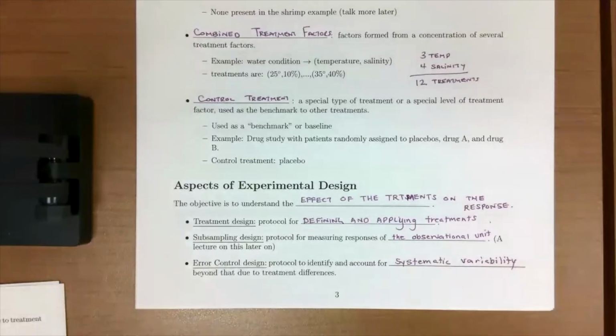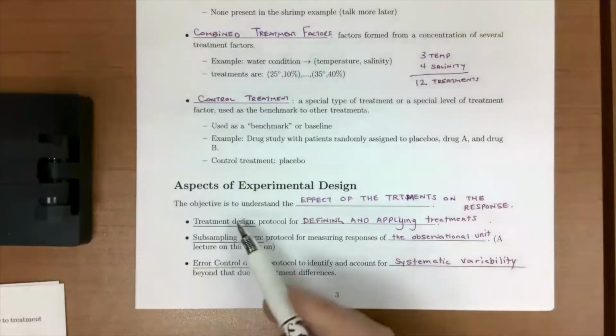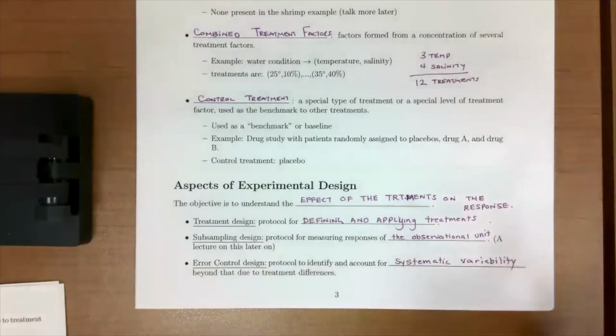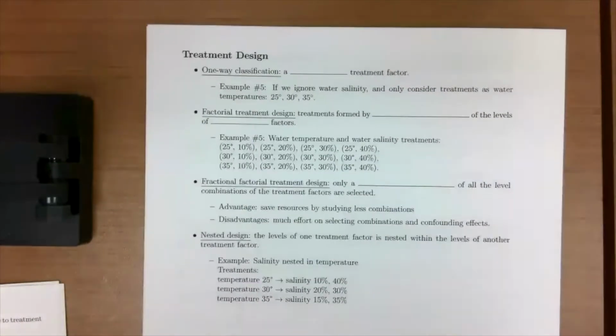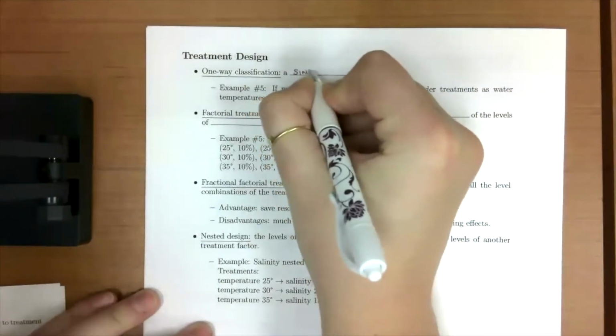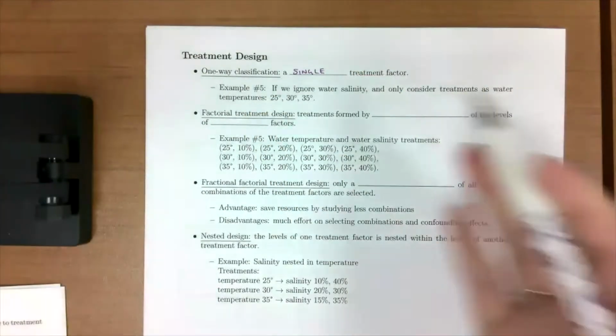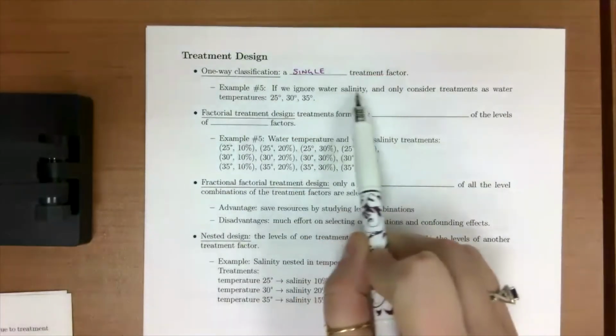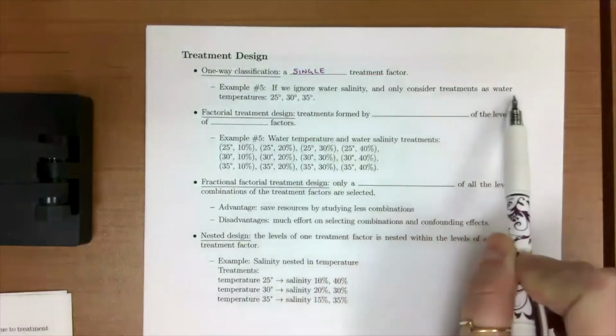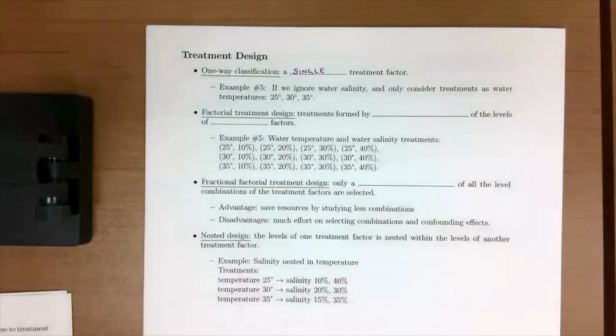And so let's talk about some treatment designs. So now what we're going to do is we're going to briefly discuss these three topics. Let's start with treatment designs. And so some of the topics that we'll be covering are the following. So a one-way classification has just a single treatment factor. This is going to be in lesson 2. We call it a completely randomized design, where, if we go back to our shrimp example and we ignore water saline and only consider treatments as the temperature, so 20, 30, and 35.